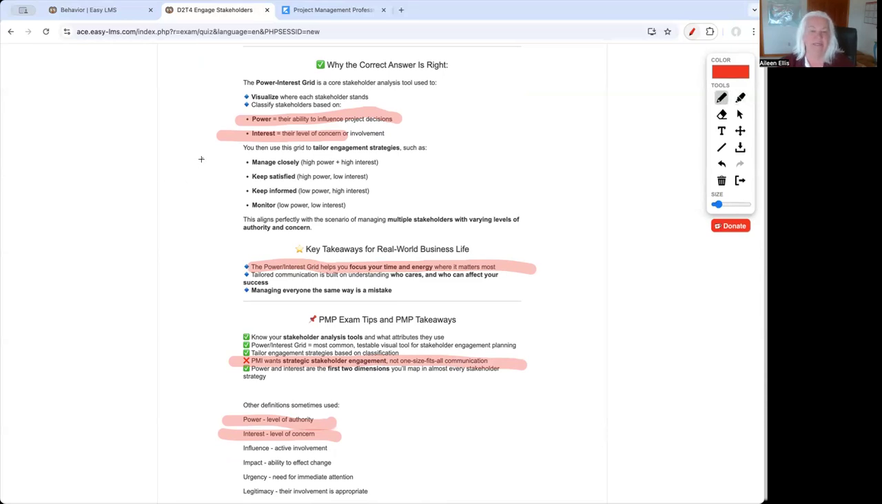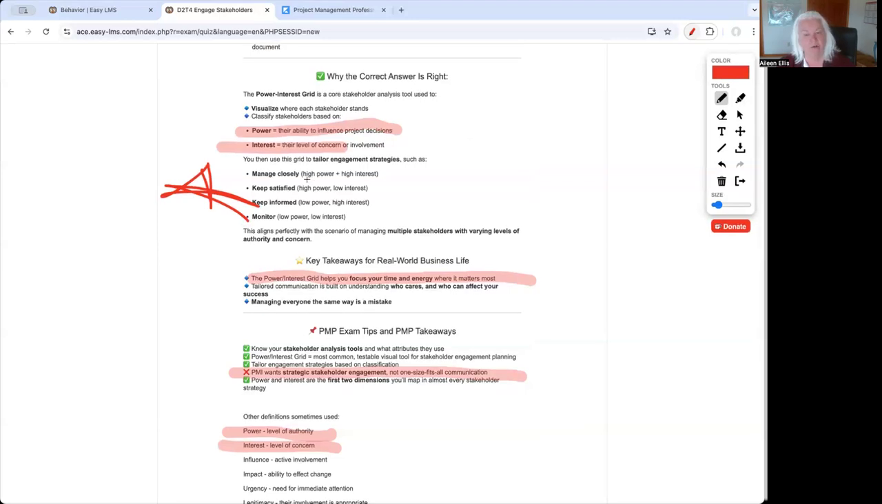Here is the really important part. If you have a stakeholder that's high power, high interest, manage them closely. High power, low interest, keep them satisfied. Low power, high interest, keep them informed. Low power, low interest, monitor.